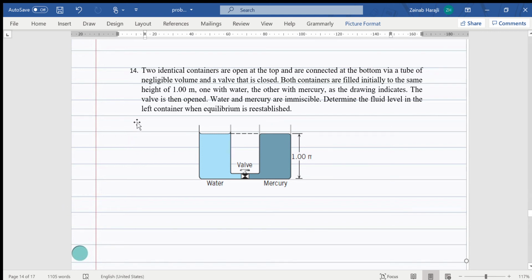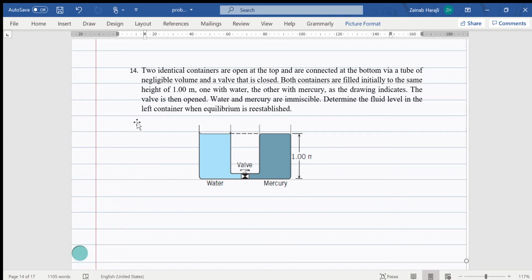Okay, so in this question we have two identical containers. They're open at the top, connected at the bottom via a tube of negligible volume and a valve that is closed. The container to the right is filled with mercury at a height of 1 meter, and the container at the left is filled with water, also at a height of 1 meter. The valve is opened, and then the water and mercury would move, and we want to find the fluid level in the left container when equilibrium is re-established.